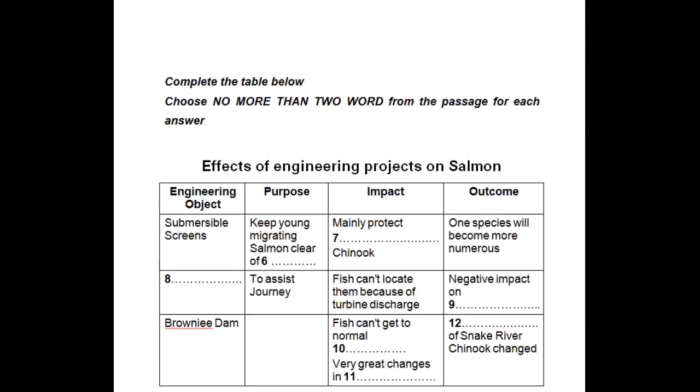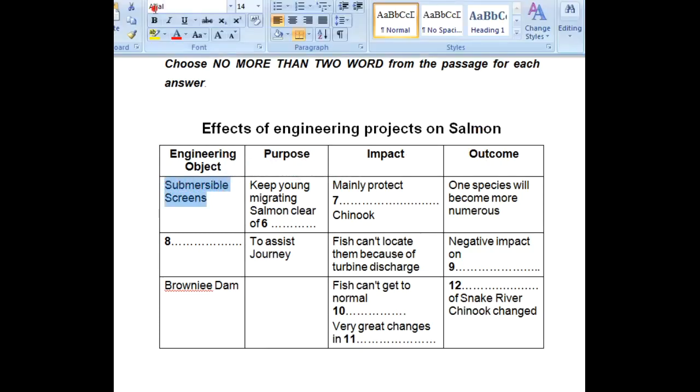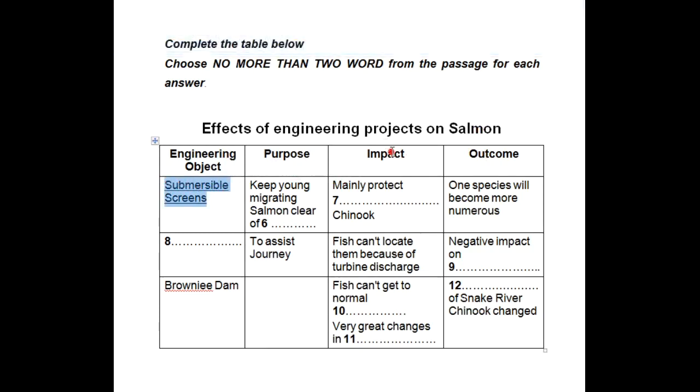Now what will we do here? We will pick one keyword, only one keyword of this question type. What can be our keyword? You can see: effects of engineering projects on salmon. Okay, so this is a name, something that you will definitely find in the passage. So we will underline this keyword and keep it in our mind while solving this question type.